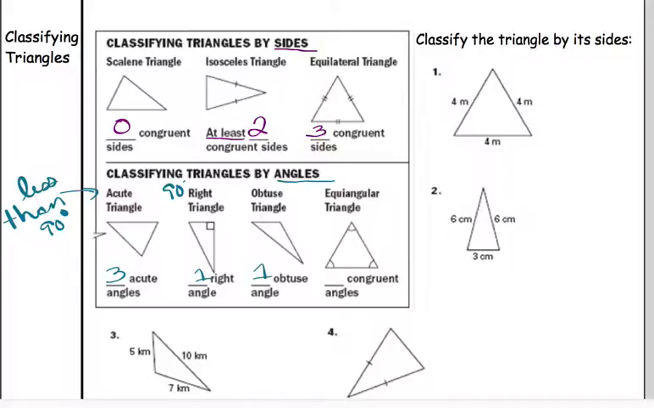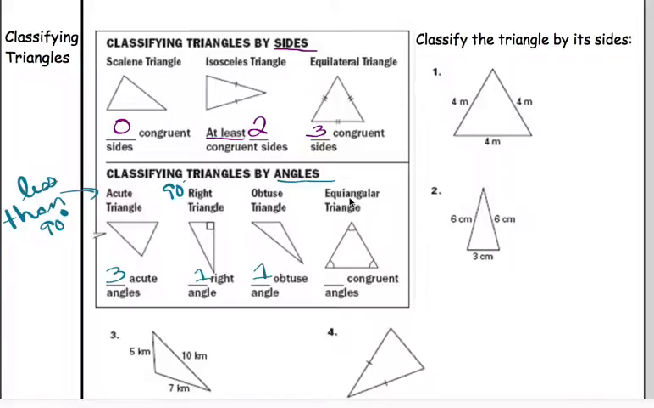Any triangle can only have 1 obtuse angle in it if it does have any. And the reason for that is that if you take up more than 90, then there's less than 90 left when you're adding these together. So there cannot be any more than 1 obtuse, and there also cannot be any more than 1 right angle in a triangle for the same reason.